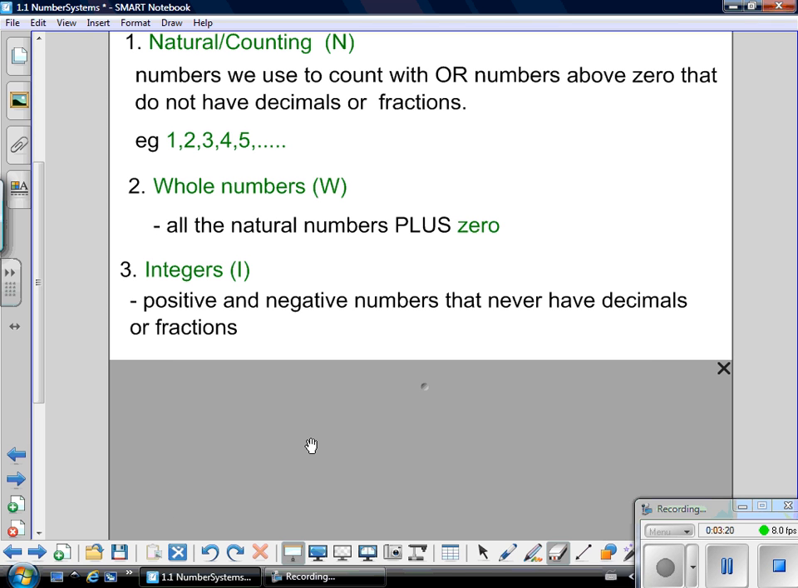The next number system was a system that they told you included integers. Now, integers are positive and negative numbers. However, they do not have decimals or fractions. Okay, so they're like whole numbers that can be negative or positive in a sense. Okay, and then you're asking, what about 0? Is it positive or negative? Well, 0 is kind of special, so we don't consider it positive or negative.